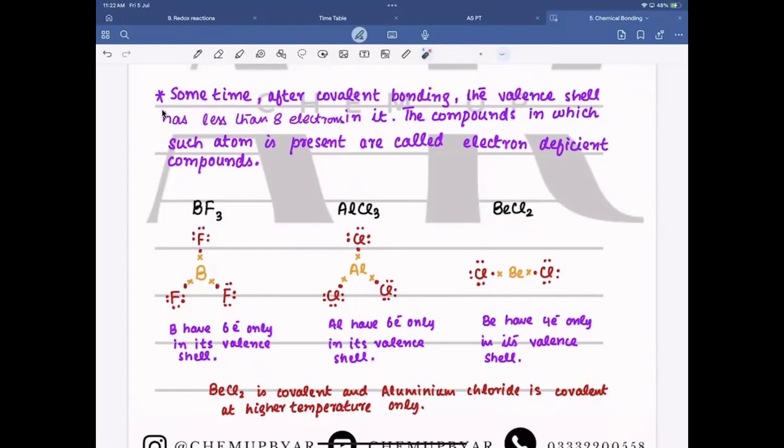Okay, and now with aluminium chloride, you must remember that it is covalent at higher temperature only. So due to the change in temperature, it becomes ionic or covalent.